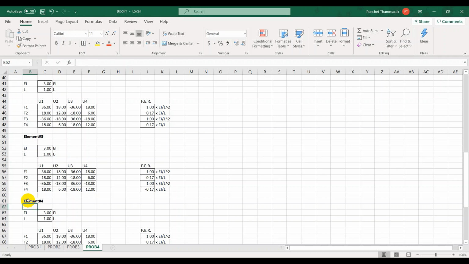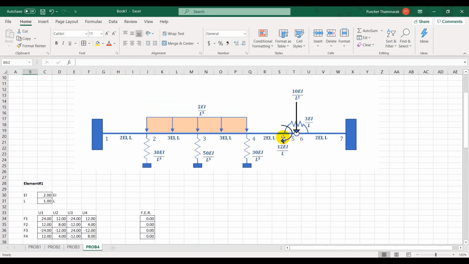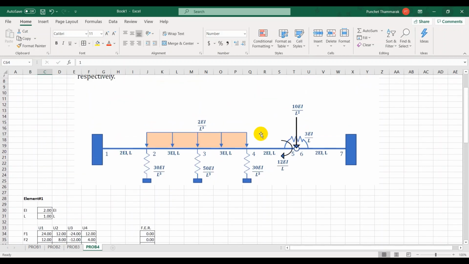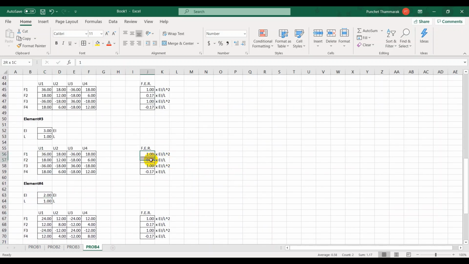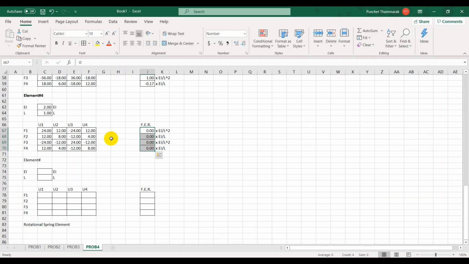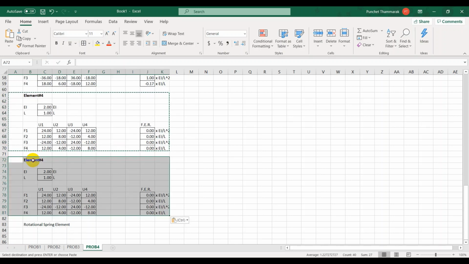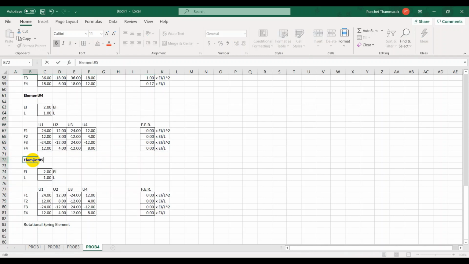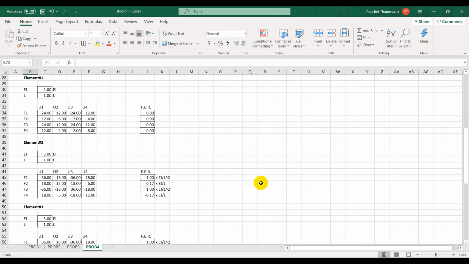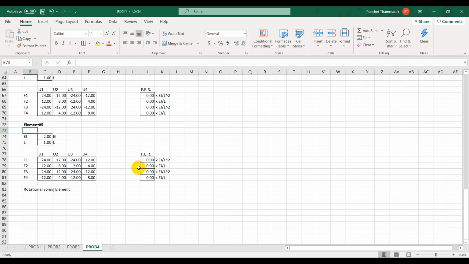Number 4. So for number 4, 1, 2, 3, 4, just 2EI and 1L. Well, for number 4, you don't have the fixed end reaction, so number 4 is 0. And then we move to number 5. Let's take a look. What is it? Number 5, 2EI and L. Well, just that. 2EI and L and fixed end reaction 0. Great.